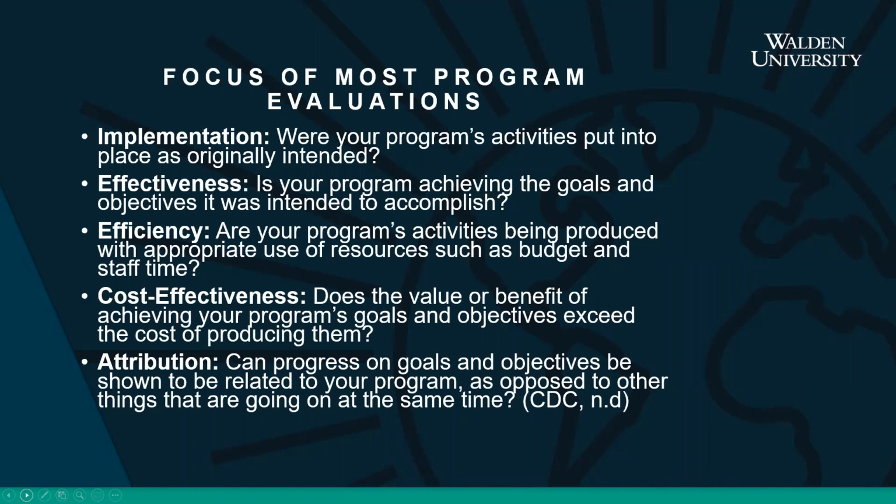Efficiency: appropriate use of resources, such as the budget and staff time. And cost effectiveness: the cost of achieving the goals and objectives did not exceed the cost of producing them. And attribution: we'd like to make sure that the progress on the goals and objectives was made by the program and not by other things going on at the same time.